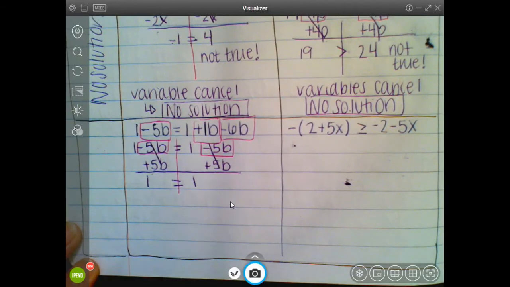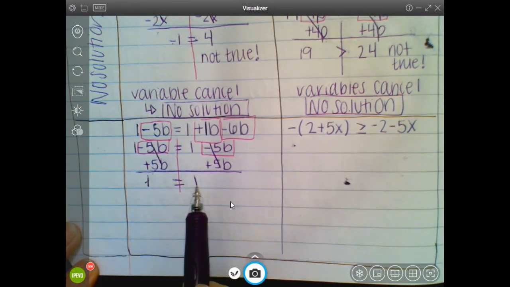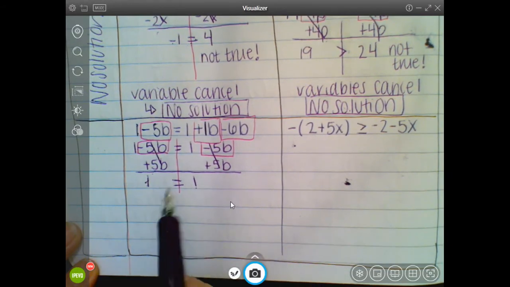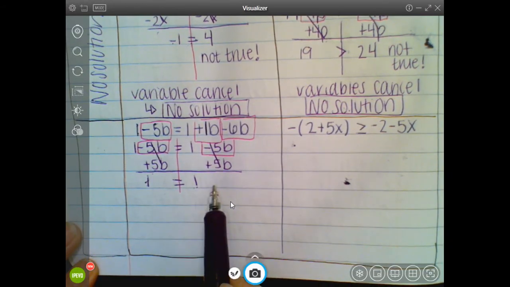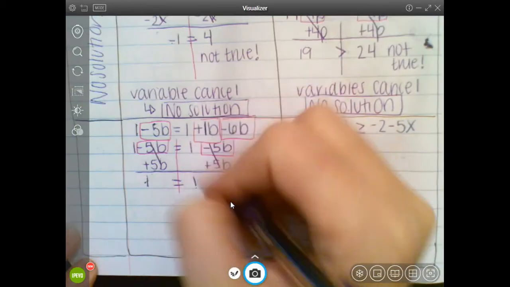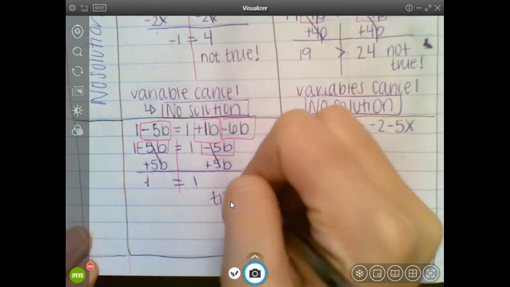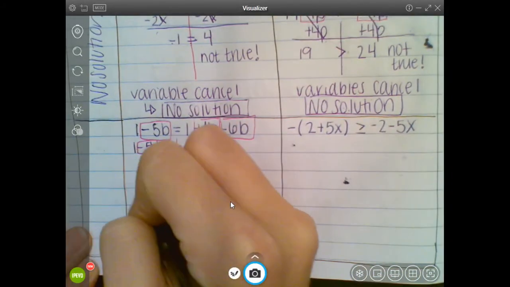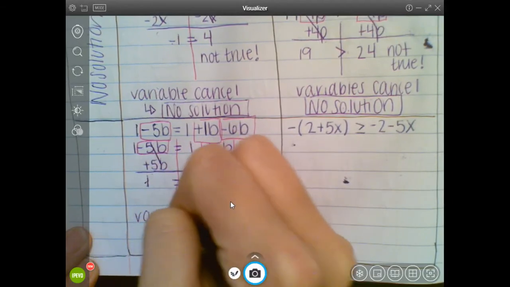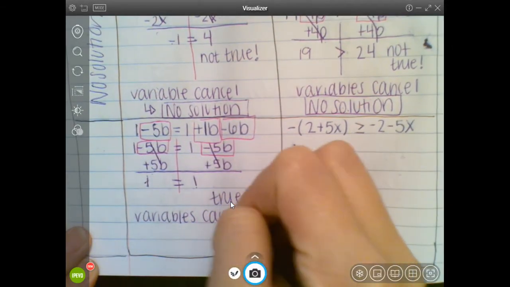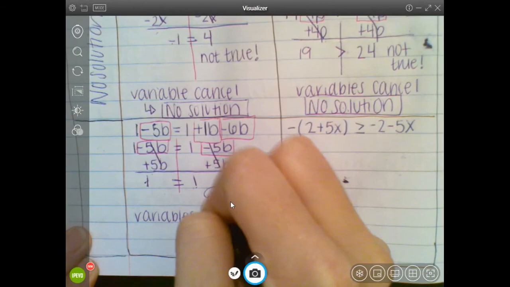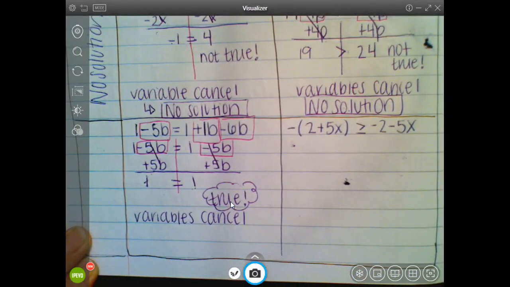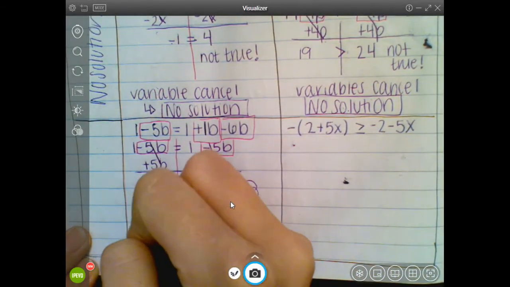But when I look at this, what does it say? It says 1 equals 1. Well, is having a dollar the same as having a dollar? Yeah, 1 does equal 1. This time, this is true. So yes, my variables canceled, but this time it was true, right? Rather than not true. So that means there's 2 ways you'll see this.